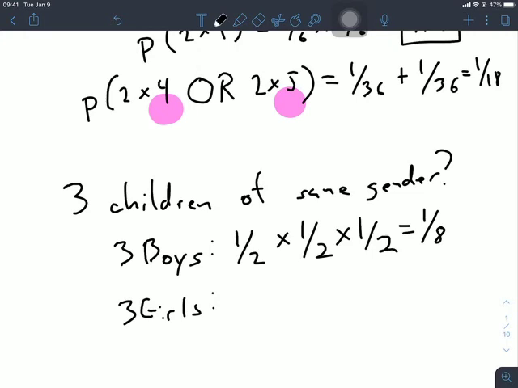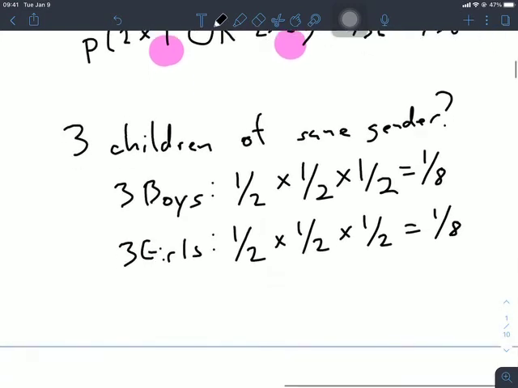Now, same with girls. What's the probability of having a girl with your first child? 1/2. Girl with your second child? 1/2. Girl with your third child? 1/2. Giving you a frequency of 1/8 chance of having 3 girls.